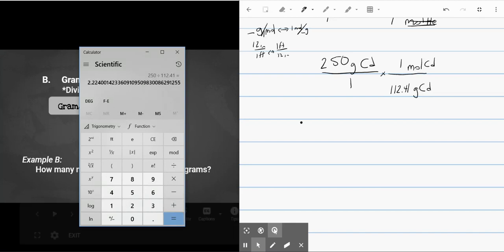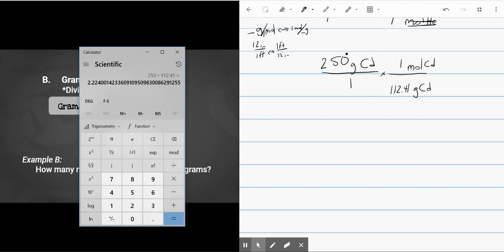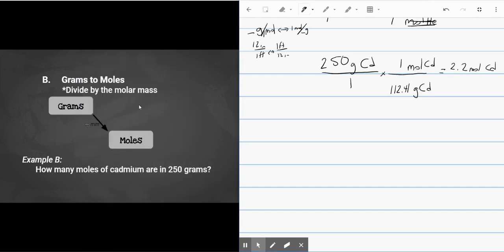And we get 2.2. There's only 2 significant figures here because that 0 is not following a decimal. So we need to round our answer to 2 sig figs. So it would be 2.2 moles of cadmium. All right. So that's how we go from grams, and the grams have canceled here, and we changed it to moles.